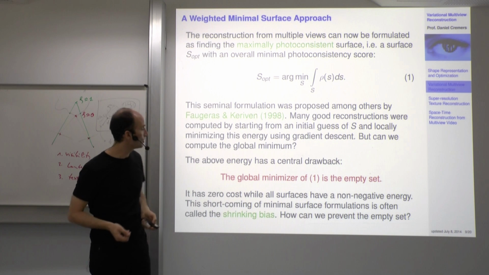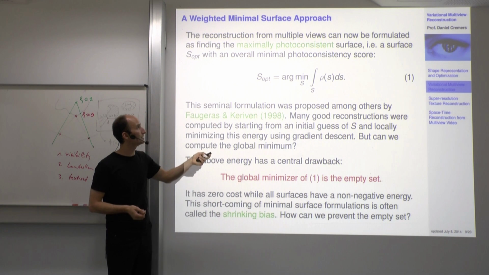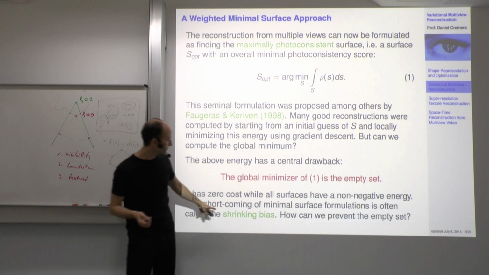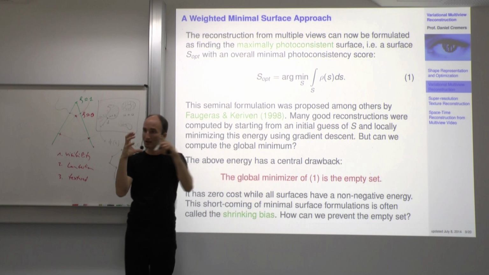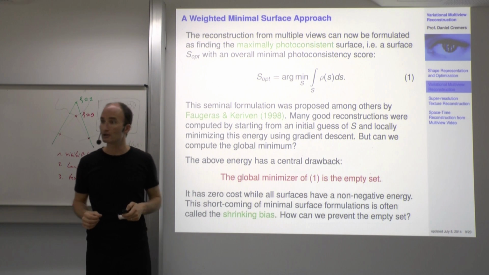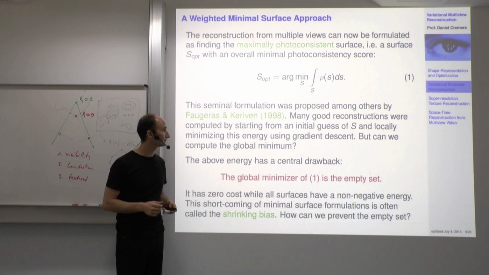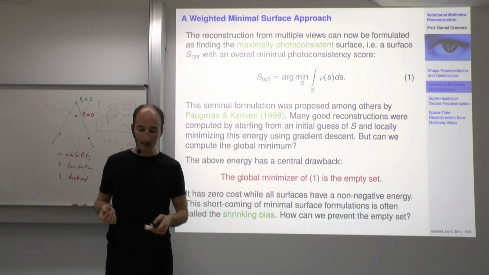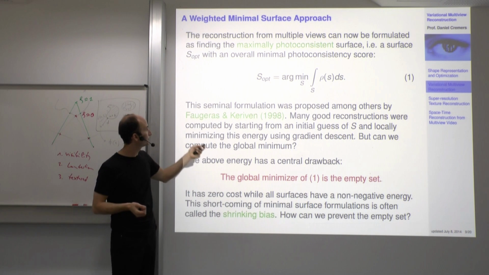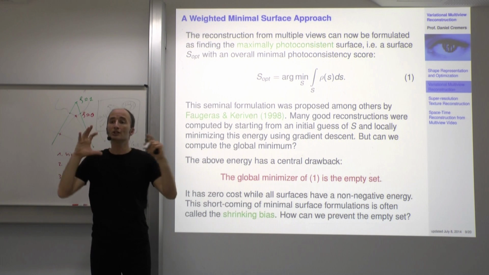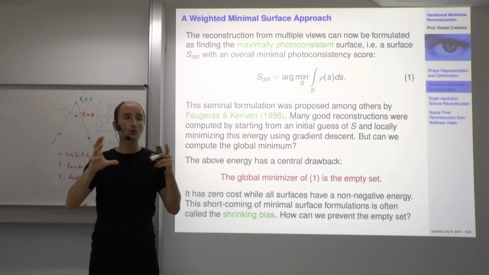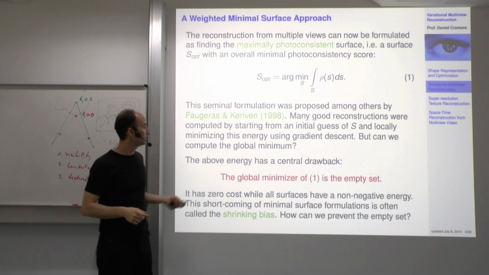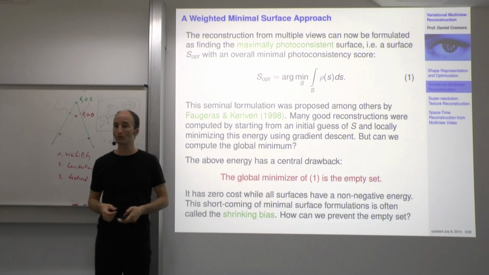And this is quite known. It's a key drawback of these minimal surface approaches. And sometimes it's referred to as the shrinking bias, in the sense that a smaller surface is always preferred to a larger one. How can we cope with that? There's actually many techniques that people propose. For example, the Faugeras-Keriven work, they initialize the surface and then only locally minimize it and compute a local optimum. If they were computing the global optimum, it would be the empty set.